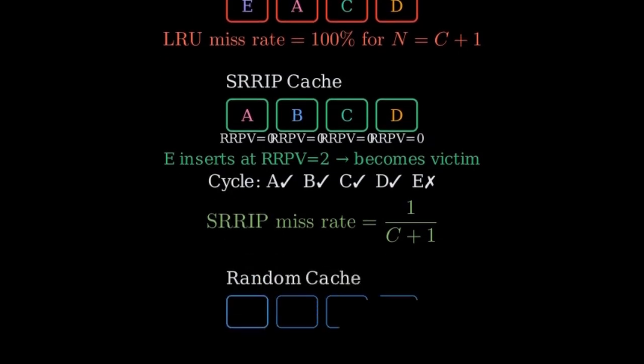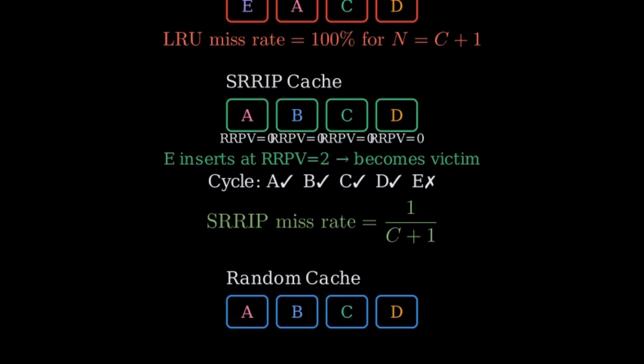Finally, random replacement. After each miss, the cache evicts a uniformly random resident line. On our cycle, random sometimes keeps the next few items, giving hits, but it also randomly throws away things you will need soon. We can approximate the steady state hit probability using a survival argument. Between two uses of the same item, there are about C other unique references.